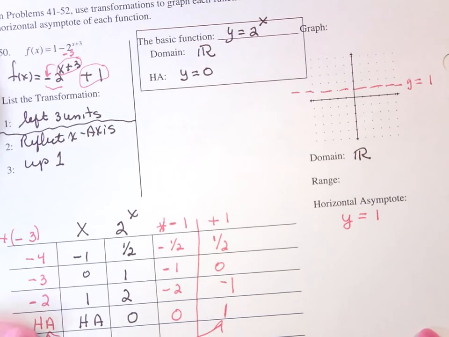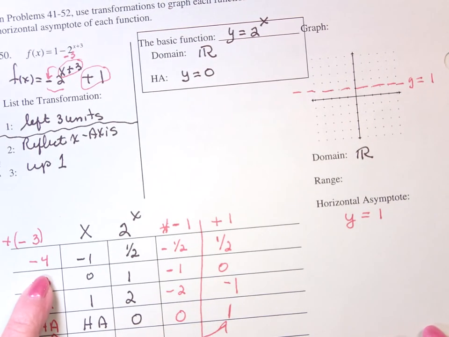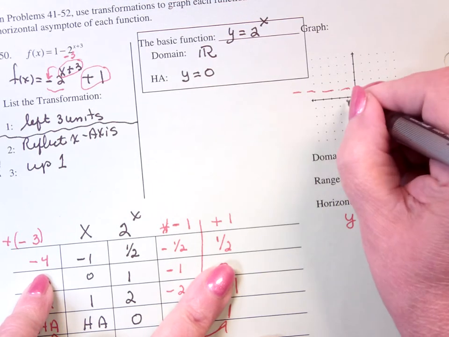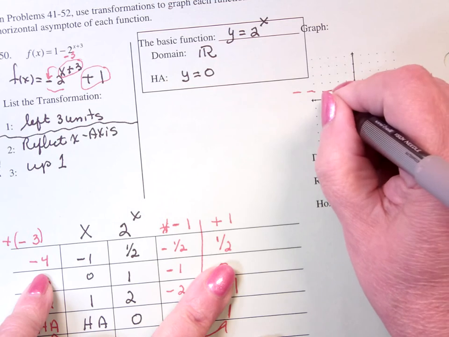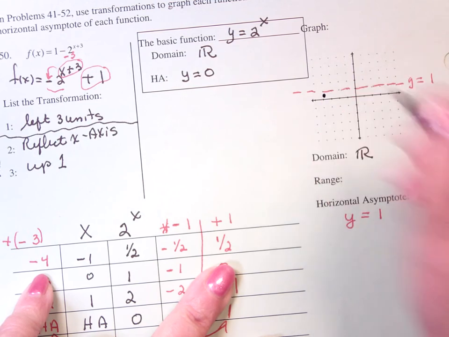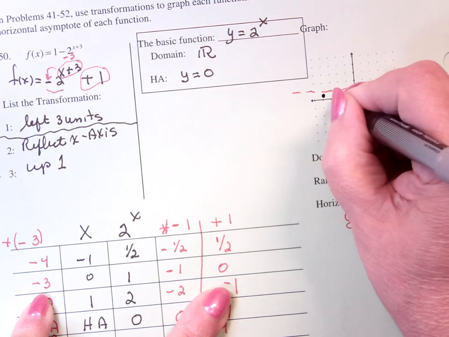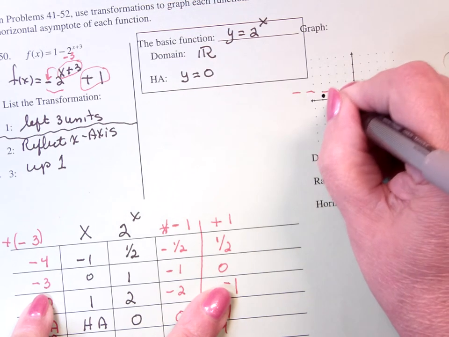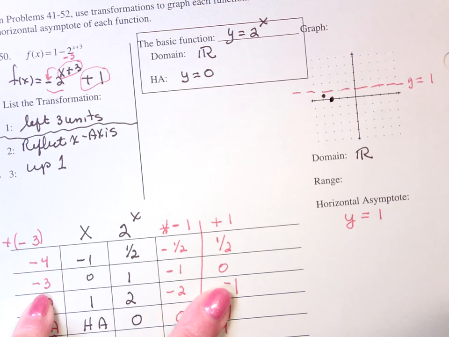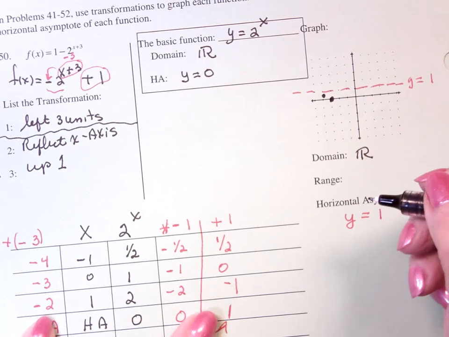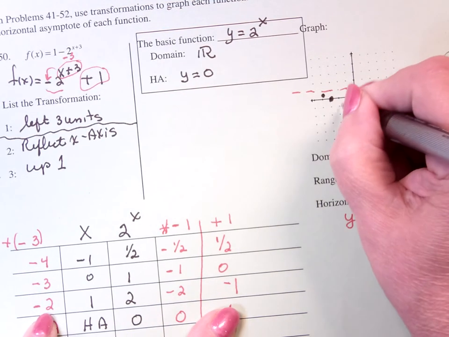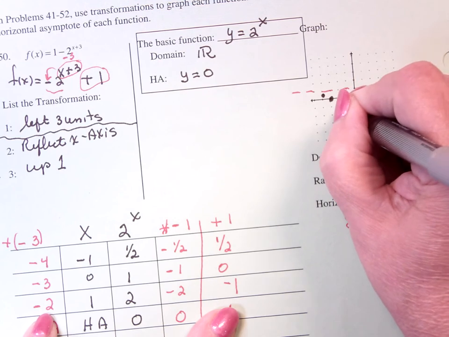And then I put in my new coordinate points. If x equals negative 4, y equals positive 1/2. 1, 2, 3, 4, positive 1/2. If x equals negative 3, y equals 0. This has an x-intercept. If x equals negative 2, y equals negative 1. There's your bend right here.